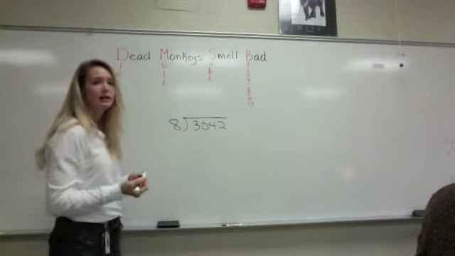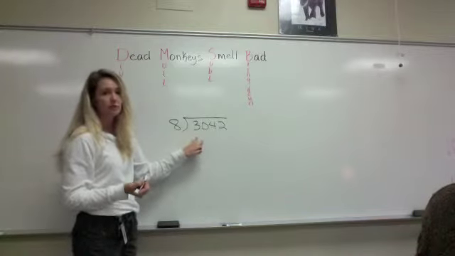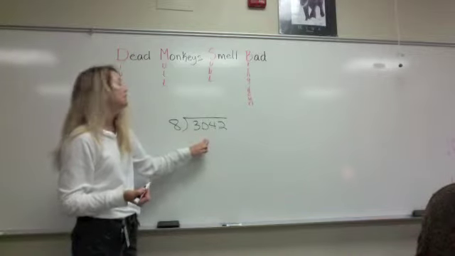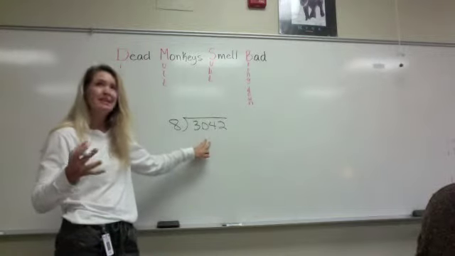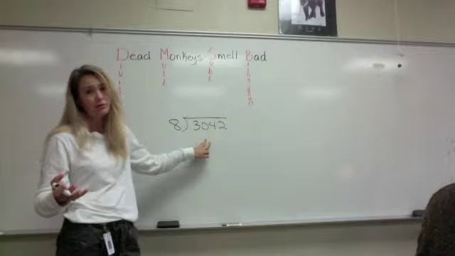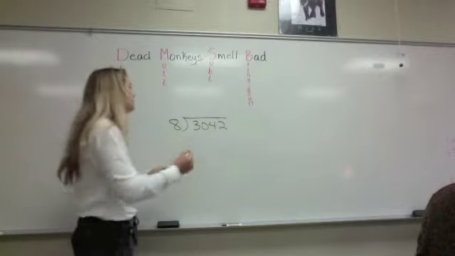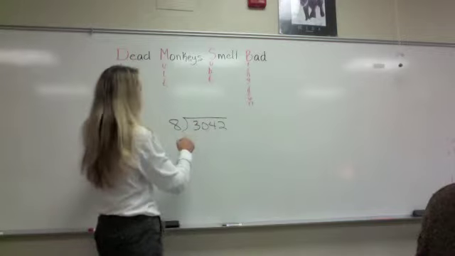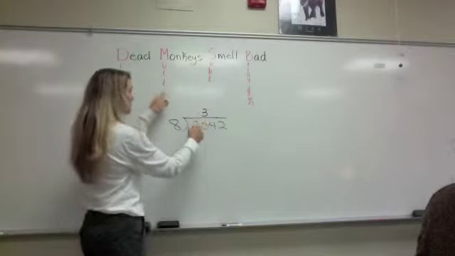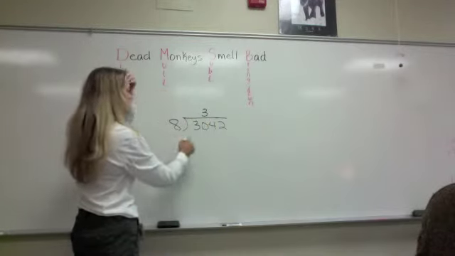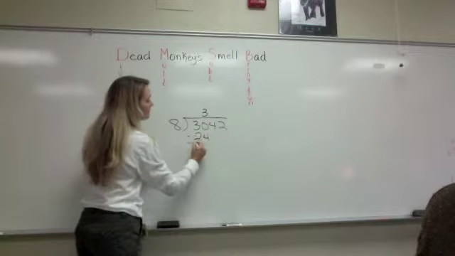Okay, 8 into 3,042. Can 8 go into 3? No, so I need to take it into 30. How many times does it go into 30 without going over? Well, 8 times 4 is 32, so we'll back down 1. 8 times 3 is 24. So we're going to say 8 goes into 30 3 times, that's dividing. Now we're going to multiply. 3 times 8 is 24.